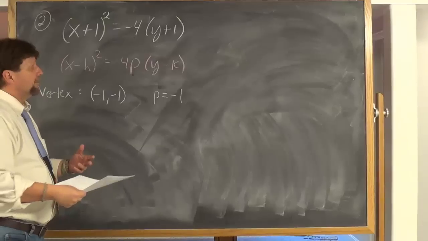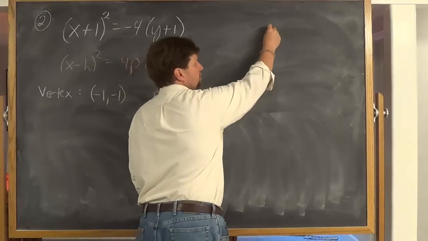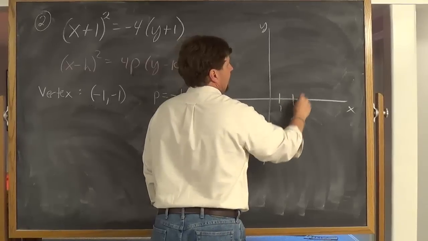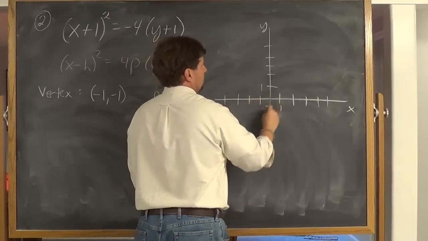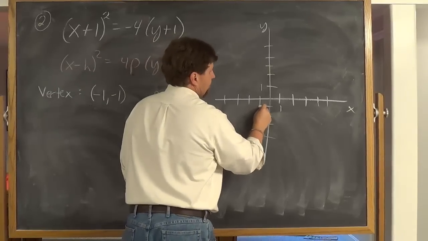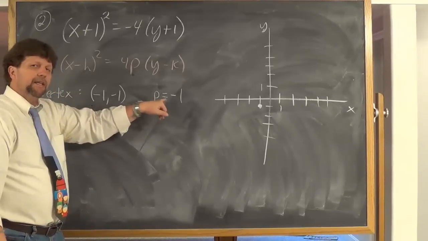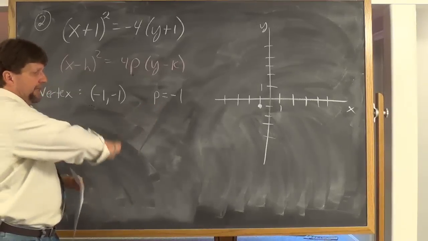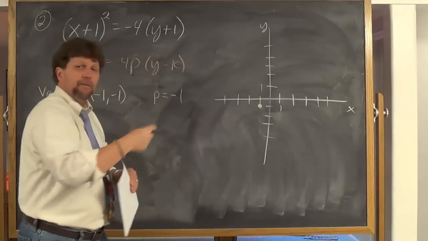Now here's how I do the graphs of these parabolas. Once I know the vertex, I'll come over here and start to construct the graph. Do a little scaling. So my vertex is at (-1, -1). So right here's the vertex, (-1, -1). Because p is negative, that tells me my parabola is going to be a sad parabola. It's going to be opening down. So I know that's going to be the maximum value.